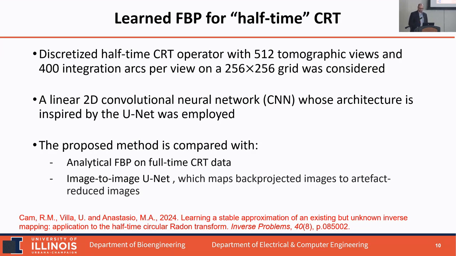Okay, so let me give you some details about the study we did. So this was a 2D study. We considered a discretized half-time circular radon transform operator. We considered 512 transducers on the ring, or 512 tomographic views, and a 256 by 256 grid. A 2D CNN, which is very similar to a UNet, was employed to learn this unknown filtering operator. And we compared it to a reference method, which was the FBP method applied to full-time data. And then we also implemented a standard image-to-image UNet, just as a comparison, where we reconstruct an image using a back projection operator and then use a UNet to map that to a restored image.